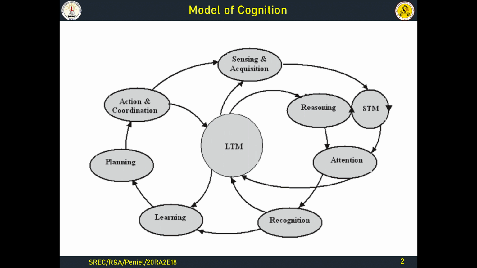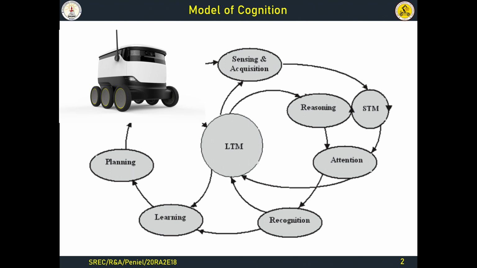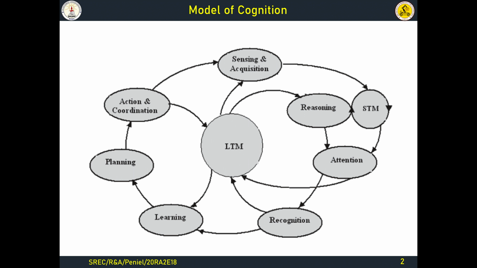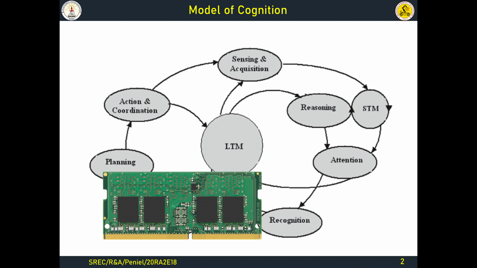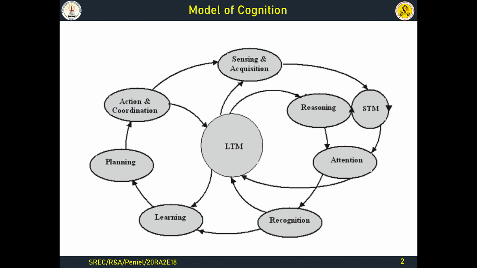First, these are the components of cognition. You'll be having sensors and acquisition, then reasoning, then attention, then recognition, then learning, planning, action and coordination. These are the overall components of cognition. If any robot or any machine or any human being wants to think or do any cognitive task, it needs some memory. There are two types of memory used in cognition, that is LTM and STM, long term memory and short term memory. So these are the cognitive methods or cognitive types.